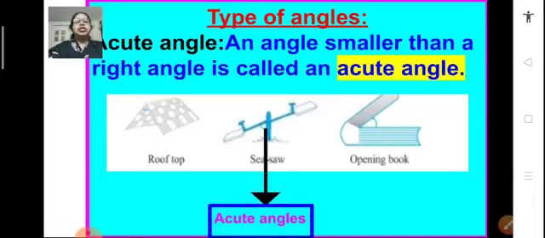So, an angle which is smaller than a 90-degree angle is called an acute angle. That means an acute angle will measure less than 90 degrees. It can be 40 degrees, 45 degrees, 60, 75. All these angles are acute angles. We have some examples here: the rooftop, a seesaw, and an open book, which show acute angles.